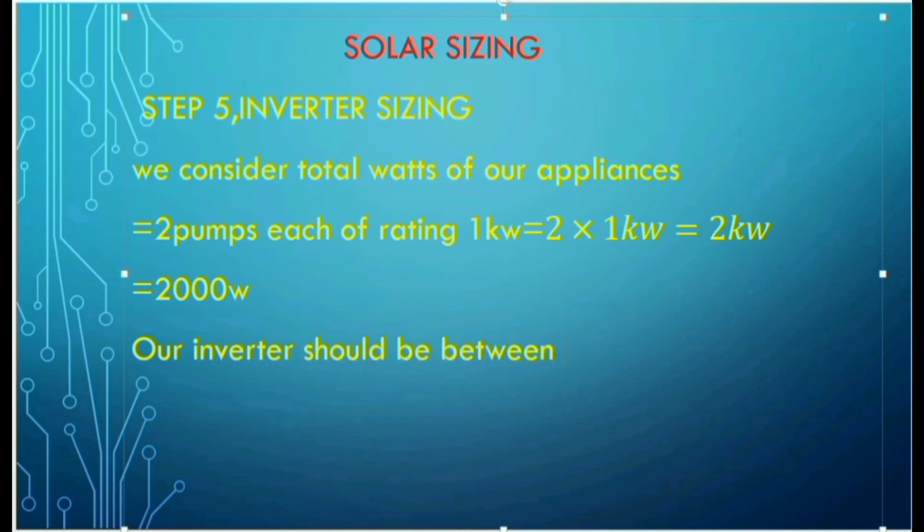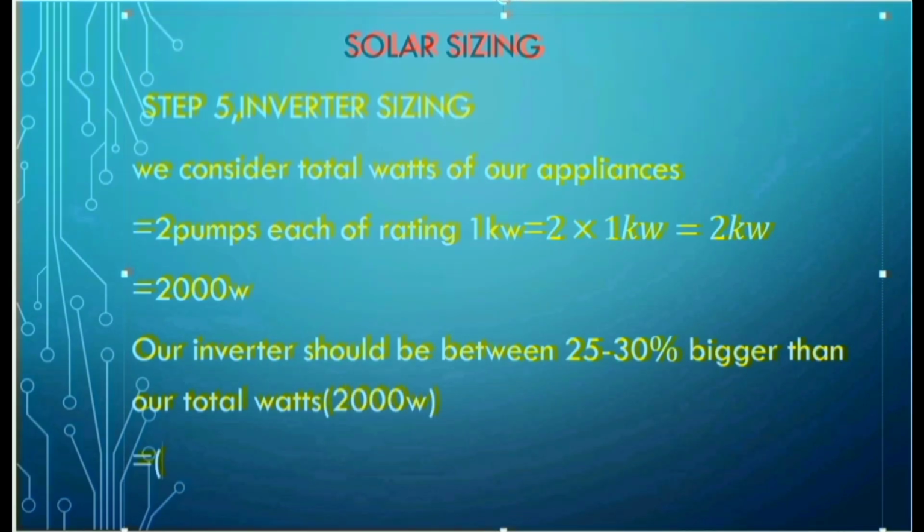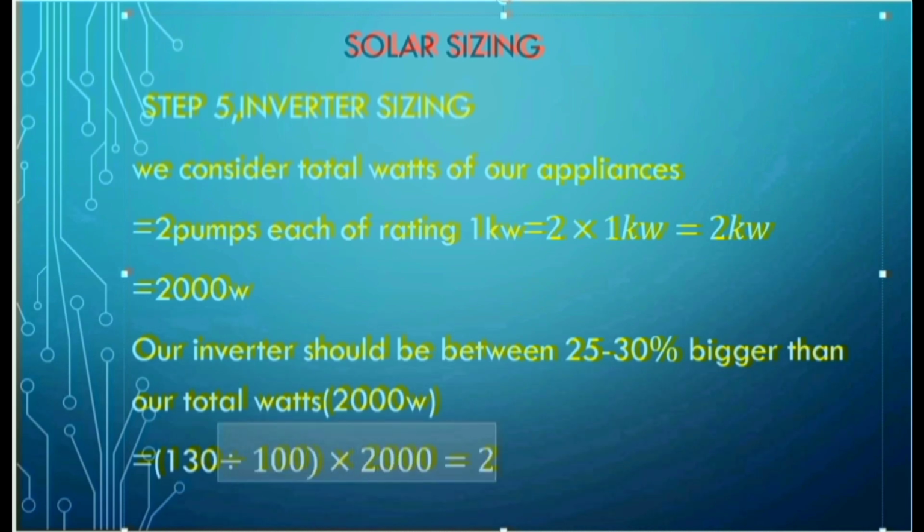So our inverter should be between 25% to 30% bigger than our total wattage. Our inverter should be between 25 to 30% bigger than our total watts, which will be 130 divided by 100 times 2000 watts, which will give us 2600 watts.